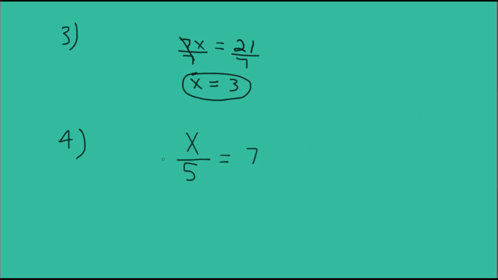But what if you're trying to find it out when x is over 5 or any other number? Well, what we're going to have to do is multiply by whatever is on the denominator. So on the denominator we have 5. We just multiply by 5 over 1 on both sides. So now we have 5x over 5 is equal to 35 over 1. And now all we have to do is cross out the 5's because they're the same. So now we have x is equal to 35.